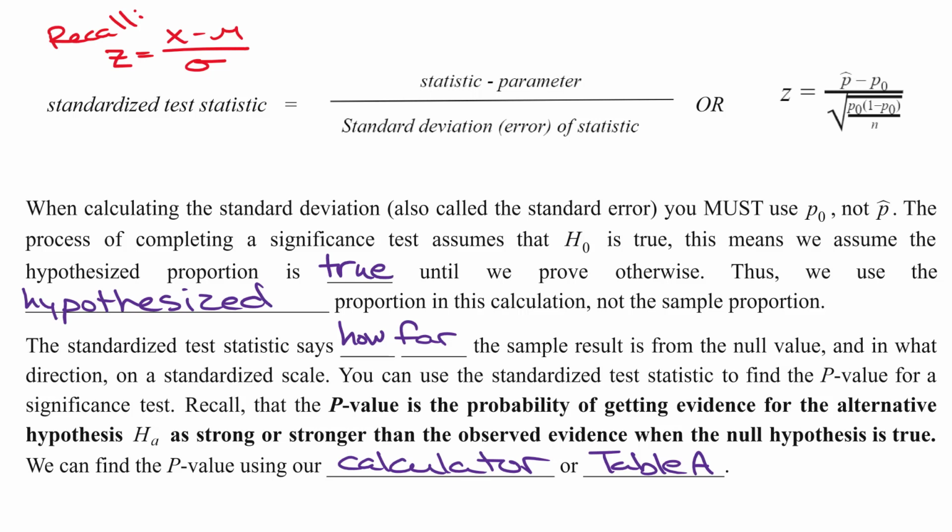In the past, statisticians used this distance to make the conclusion. But now we're going to be using a p-value. We're going to relate all of our conclusions to the probability of this event occurring. So our p-value, from section 9.1, recall, is the probability of getting evidence for the alternative hypothesis as strong or stronger than the observed evidence when the null hypothesis is true. We're going to be doing some normal calculations soon, and you'll be using your calculator or, if you prefer, Table A.